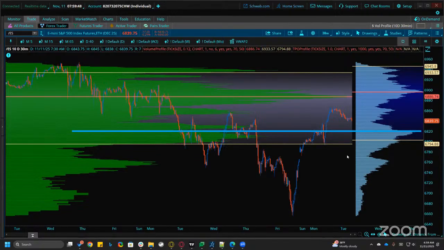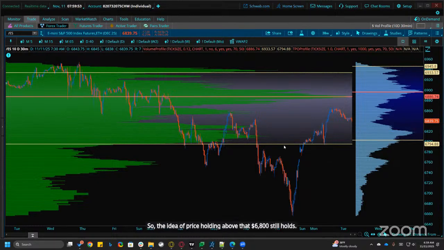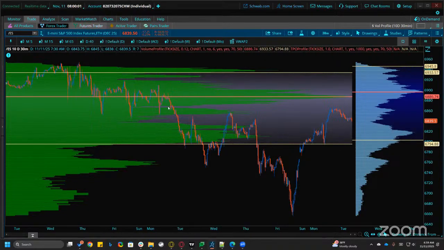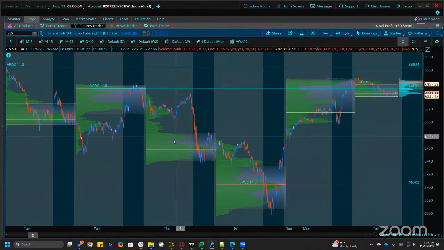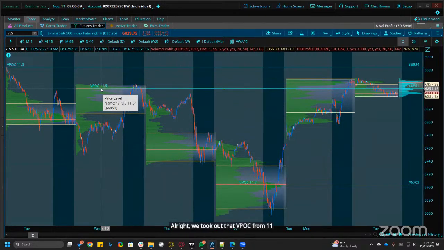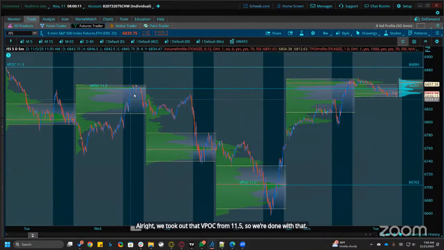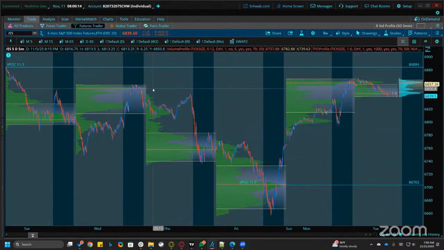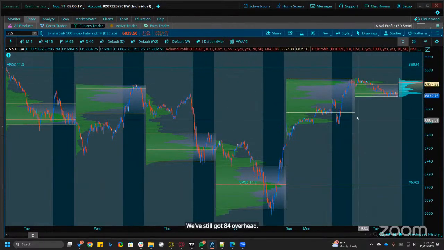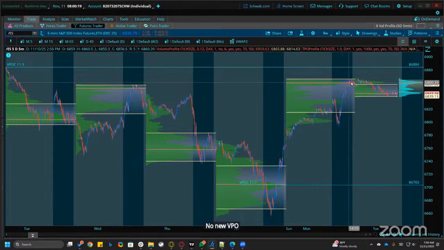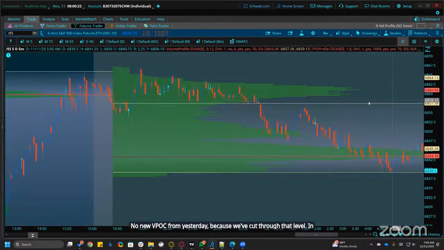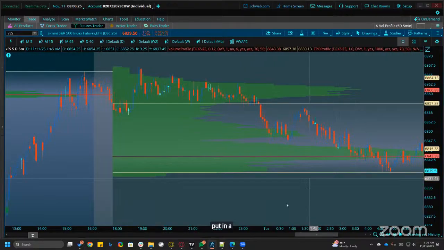So the idea of price holding above that 6,800 still holds. This, with a little more granularity, says let's keep it above the cog line at 68.11. All right, we took out that VPOC from 11.5, so we're done with that. We've still got 84 overhead. No new VPOC from yesterday because we've cut through that level. In fact, we were hanging out there for most of the night, put in a lot of work.